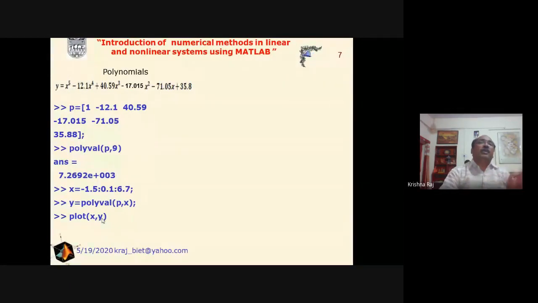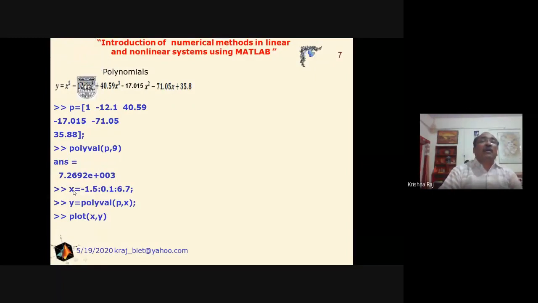Suppose one polynomial of fifth order is given. We write the equation, and in MATLAB, using a matrix, the same equation can be written in this manner. Just write P is equal to. It is nothing but the representation of this equation in this form. Now, if we are interested in getting the value of this polynomial when x is equal to 9, we write polyval P at 9, and we will get this value here, 10 to the power 3.